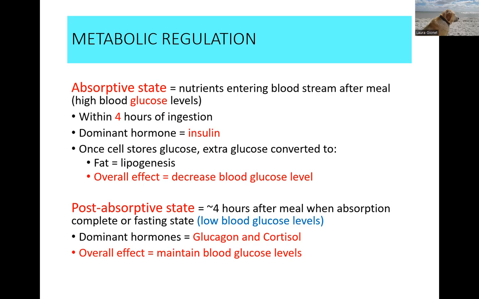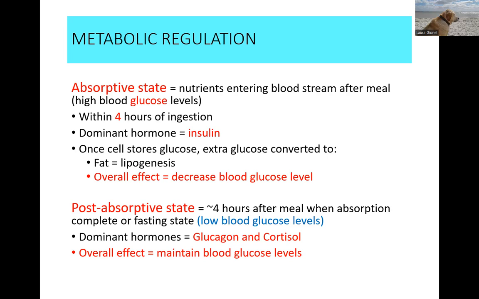So what do we want to do? We want to increase our glucose levels again, right? So we're going to secrete glucagon and maybe even cortisol. Glucagon is going to be the primary. Cortisol helps increase glucose levels as well. The overall effect is to elevate blood glucose back to a normal level.